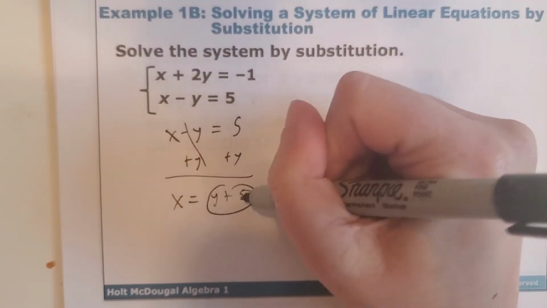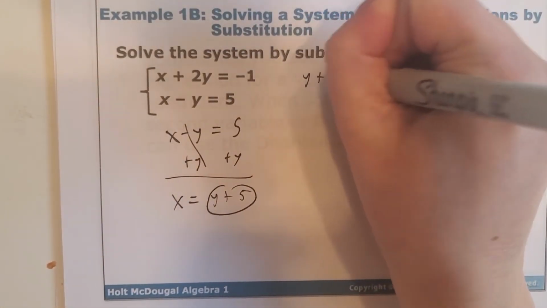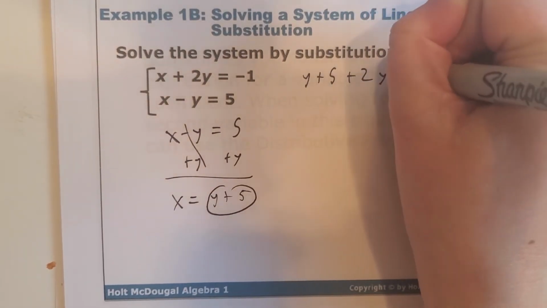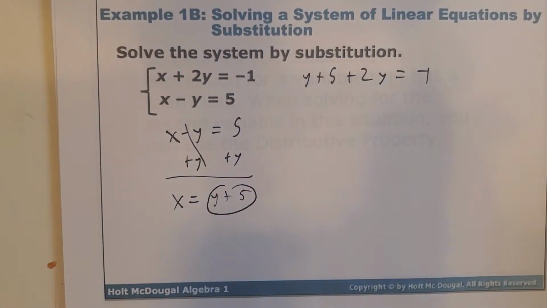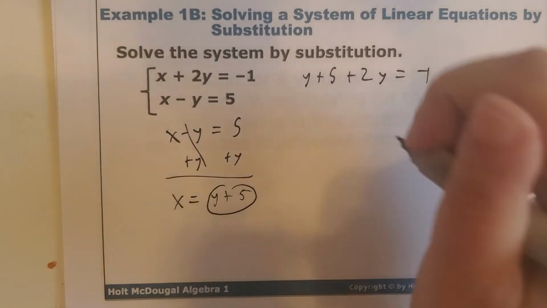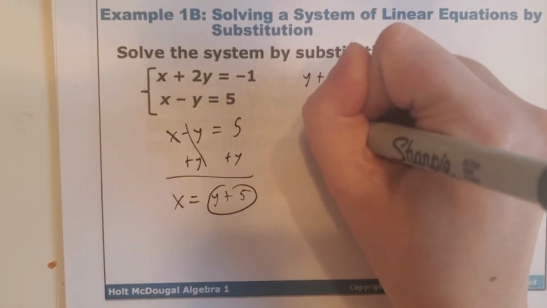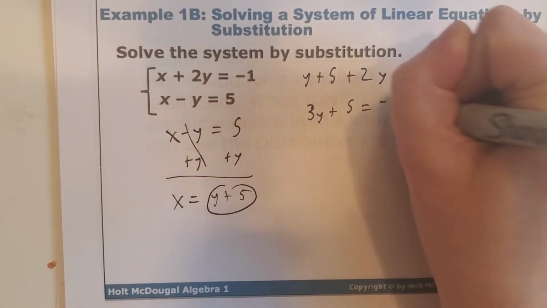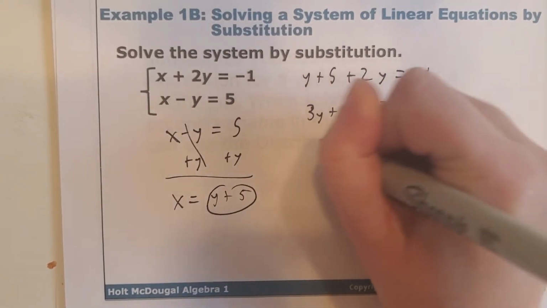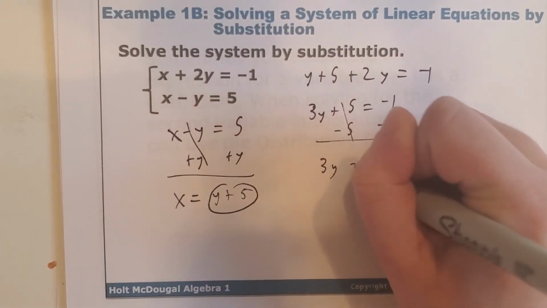So we replace x with y plus 5. So y plus 5 plus 2y equals -1. And then it's the exact same thing as the last problem. So 3y plus 5 is -1 minus 5.